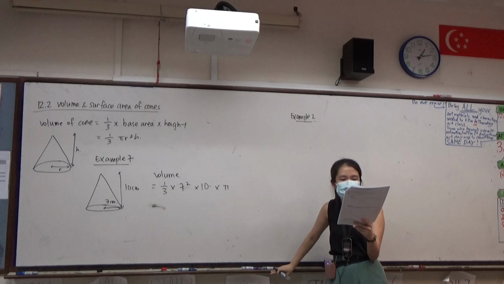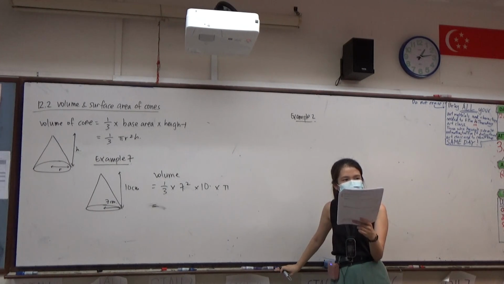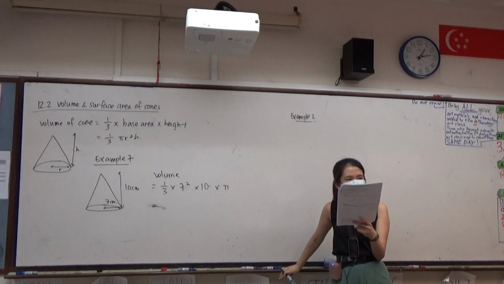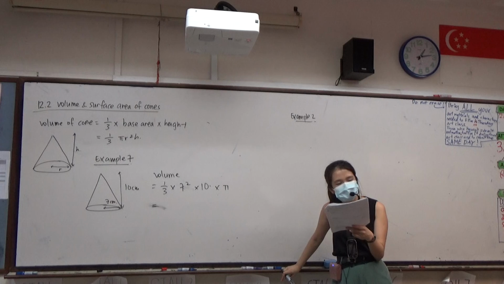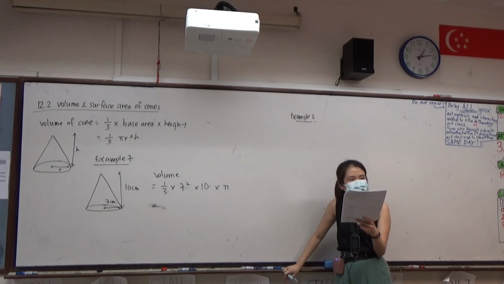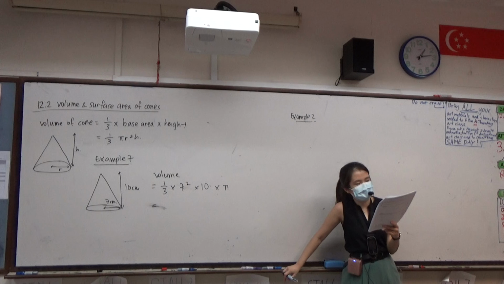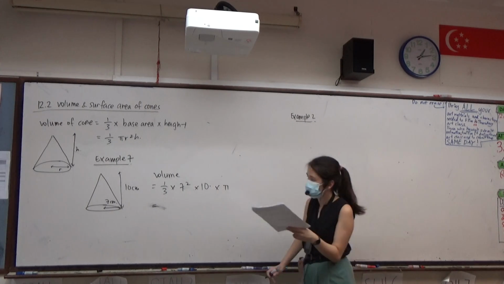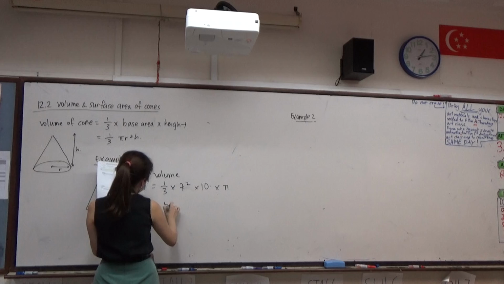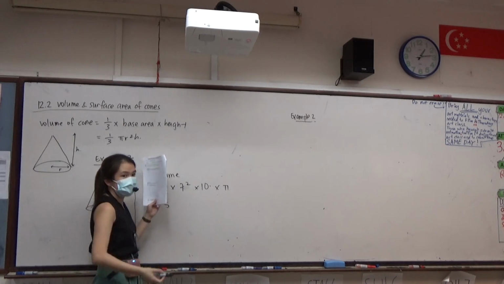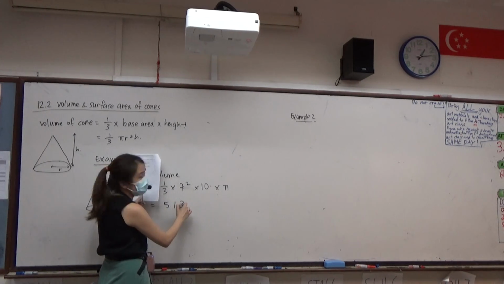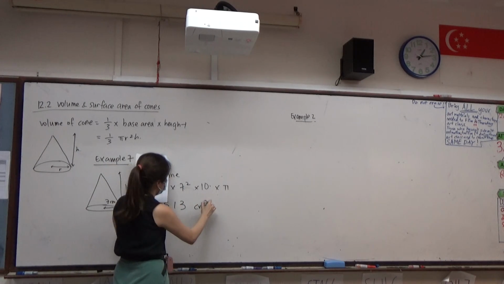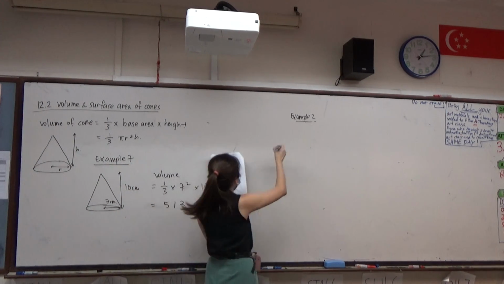Time for you to familiarize with your calculator. Give it to 3 SF: 1268.513 cm cube, 3 SF. Okay, example 2.